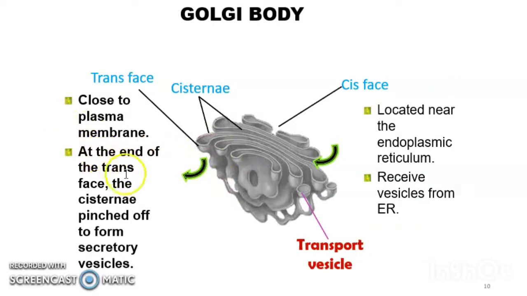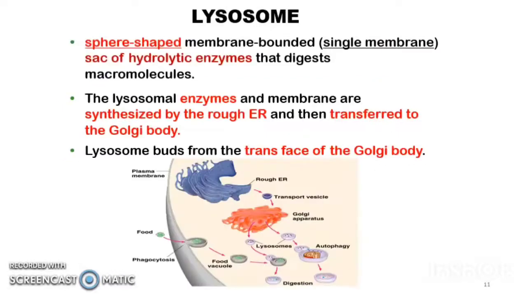So at the end of the trans phase, the cisternae will pinch off to form secretory vesicle. Pinch off ni maksudnya dia akan terkeluar lah. Okay, so that vesicle kita panggil sebagai secretory vesicle. Okay. And then next organelle is lysosome.